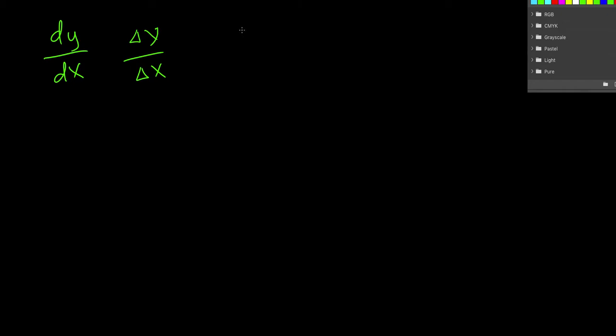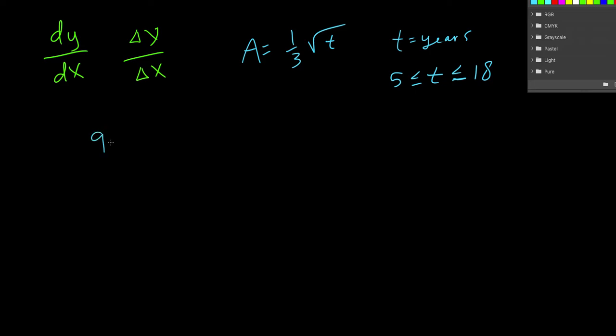It says, according to a psychologist, the ability of a child to understand spatial concepts is given by this equation, where t is years, and it's defined for 5 to 18. Okay? It says, find the rate of improvement in the ability to understand spatial concepts when a child is 9 years old and then 16 years old. Okay, so we'll just start right there.